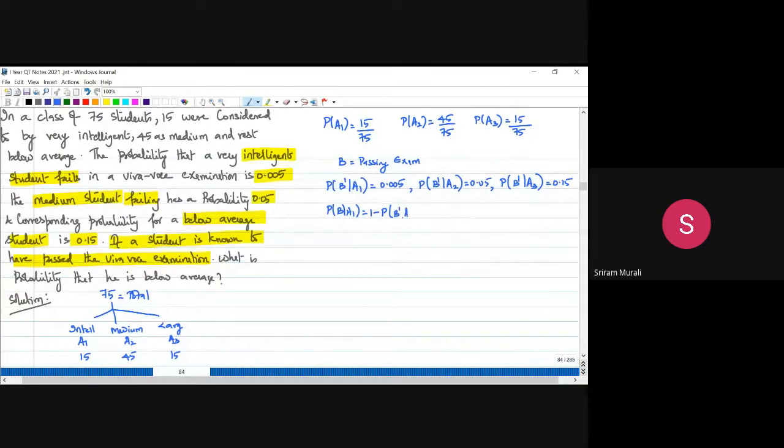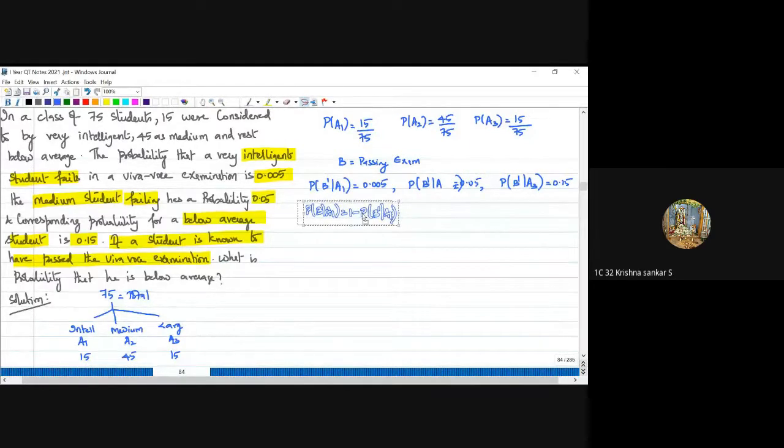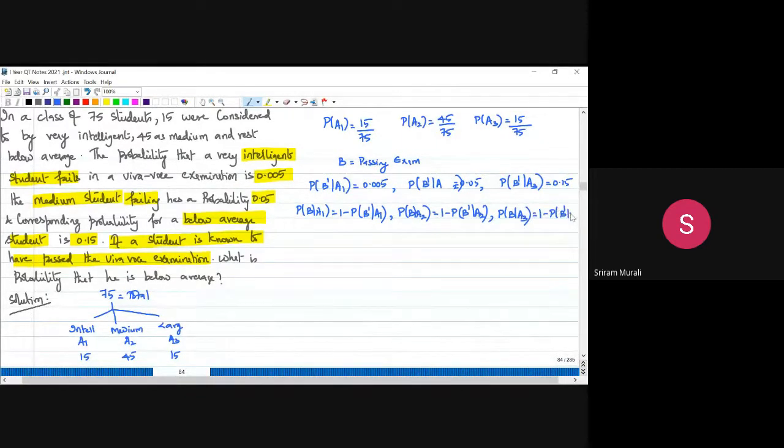Am I right? Have you understood the problem? Yes, sir. This is the Bayes theorem. That's all. The same way, P of B given A2 is equal to 1 minus P of B bar given A2, whereas P of B given A3 is 1 minus P of B bar given A3.